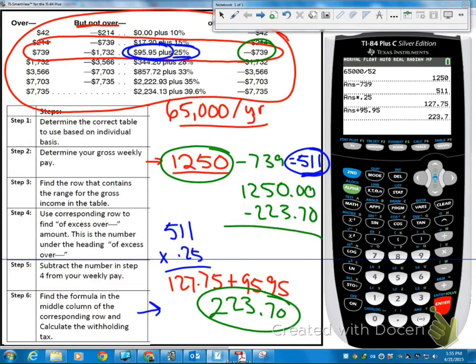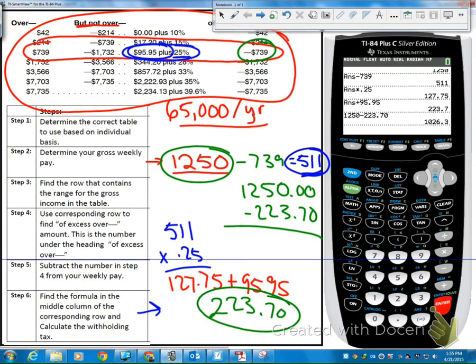So now I can say, okay, well, how much would I have after taxes, after that's taken out? So let's do our final figure here. And I have my $1,250 minus $223.70. And so after taxes, I'm really bringing in $1,026.30. So you can see how the taxes are taking out a pretty decent sized chunk of that money.